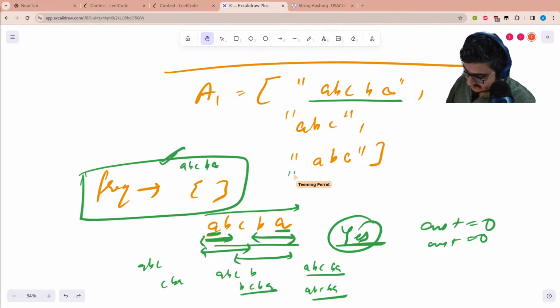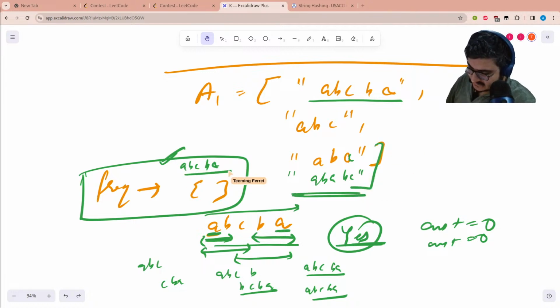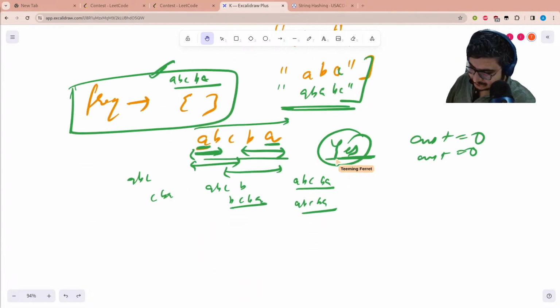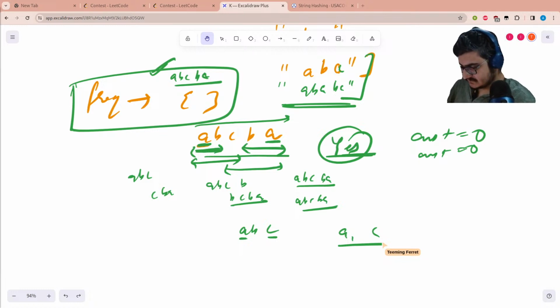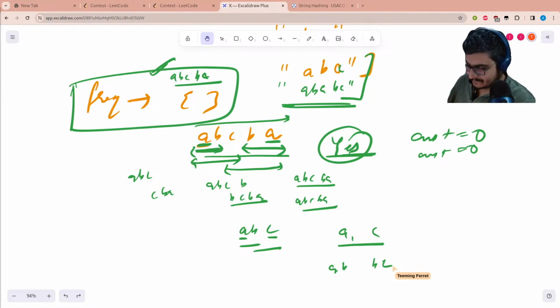Let's take some more examples over here. Let's say take these four strings. Now I move to the next string, which is ABC. I first check the first one character and last character, A and C. They are not equal, so I ignore them. Then I check the first two and last two characters, which is AB and BC. They are not equal, I ignore them.